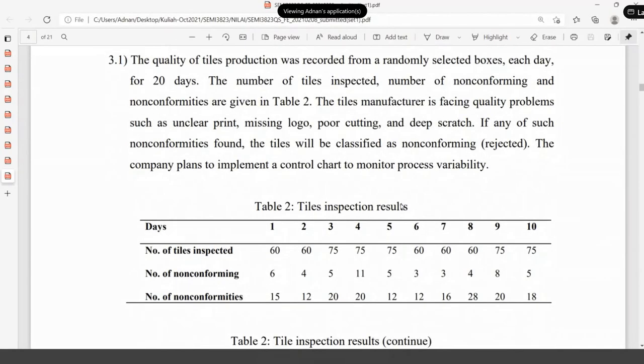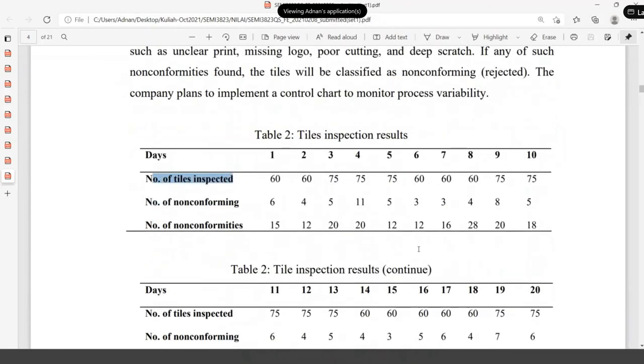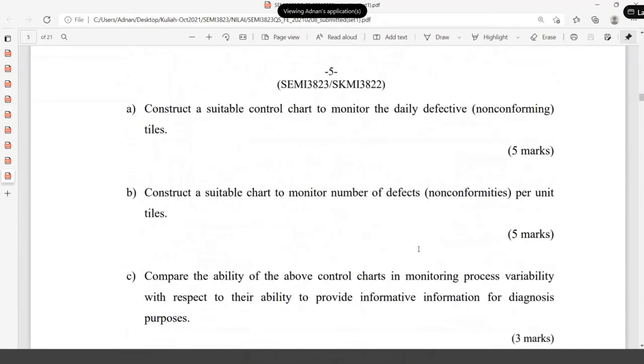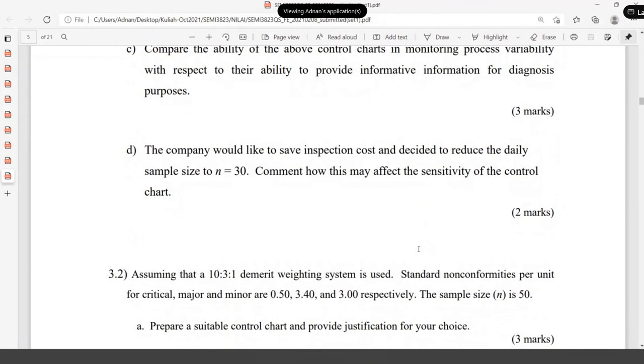Okay, this one soalan ini lebih kurang soalan tadi. But the question is, nampak ya? Yang saya tunjuk sekarang ni. Hello? Tak nampak. Nampak. Itu berkaitan dengan tiles. Okay, tile production. Patternnya sama saja. Number of tiles, number of non-conforming, number of non-conformities. So saya rasa you can go through it yourself lah, sebab saya dah terang tadi. Try yourself. So, lebih kurang soalan tu. Mungkin beza kat sini lah.